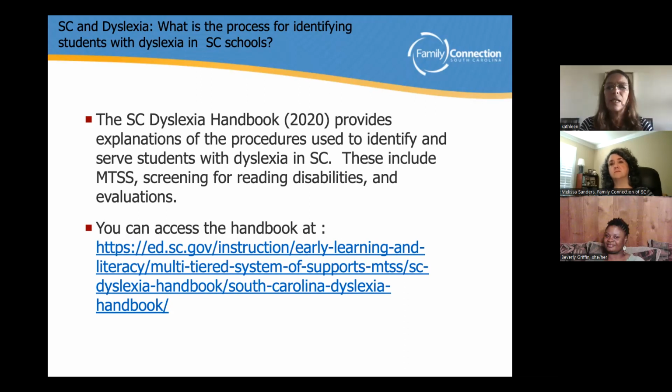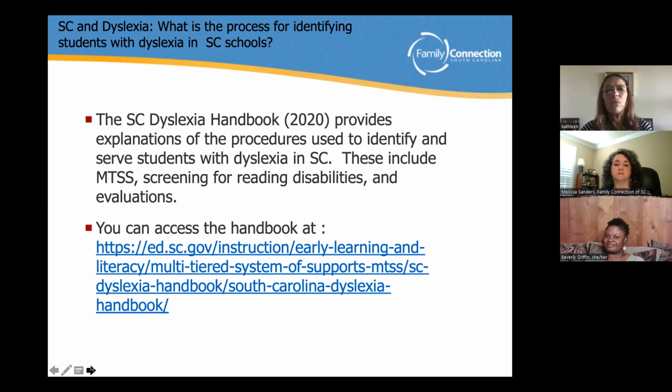MTSS and screening for reading disabilities will not in and of itself identify a child as having dyslexia, but it will identify a child who is not reading at the expected level for their grade level, okay? So this is going to be your first element people are going to look at in terms of is the more comprehensive evaluation necessary.